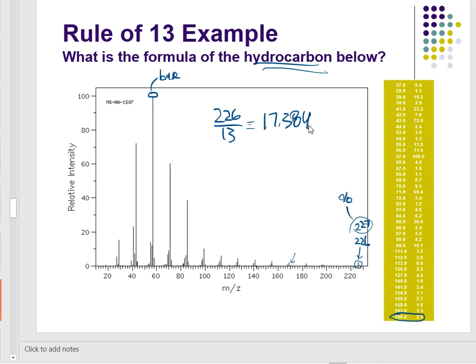Who cares about that decimal? That doesn't mean anything. Chop it off. This 17 means that there's 17 carbons in existence. So C17 at least. All right, now where's all the extra weight coming from? If it's just hydrocarbon and that's it, then that means the rest of the weight is coming from the hydrogens.